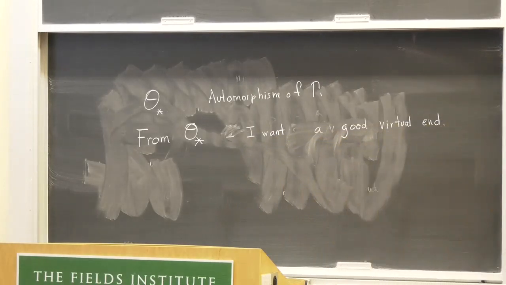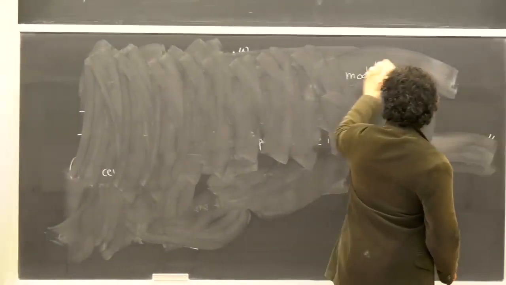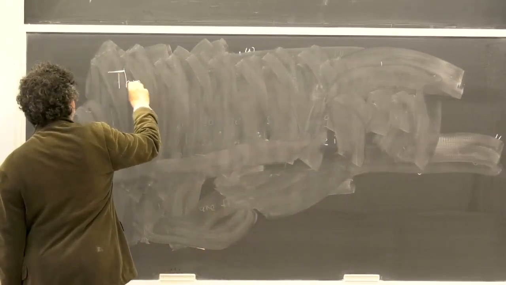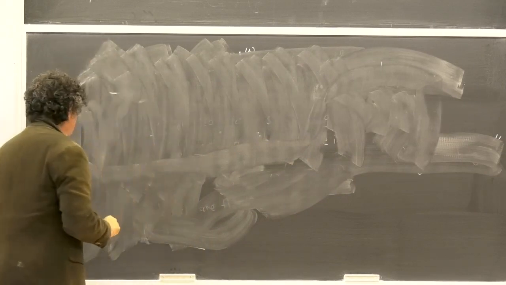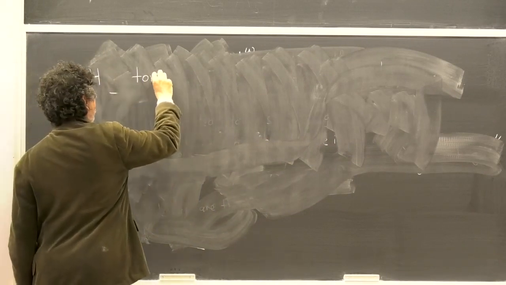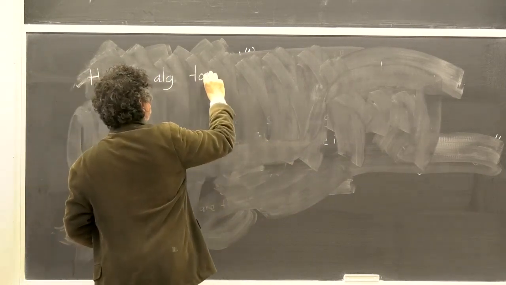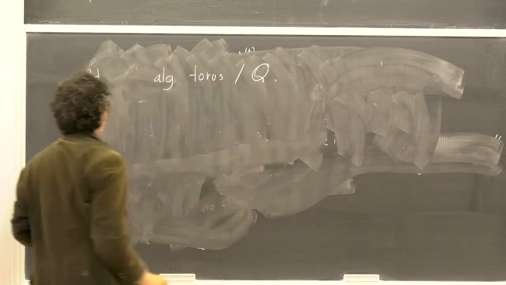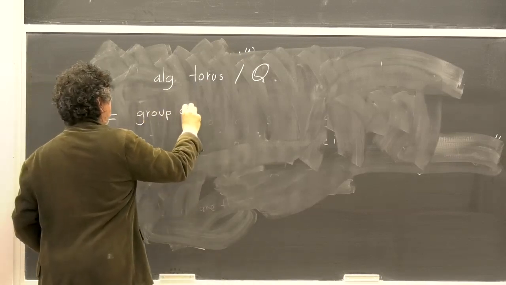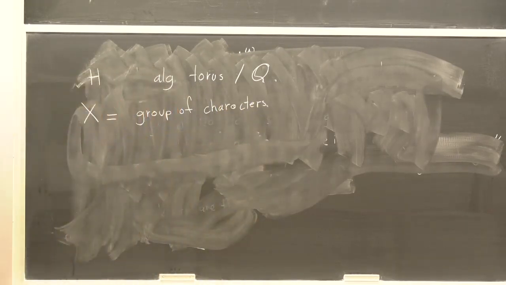And now I would like to state the theorem about arithmetic groups I have in mind. The theorem is the following. For the theorem, I need some new hypothesis. So H now will be a torus, algebraic torus, defined over Q. X will be the group of characters, algebraic characters, of course.